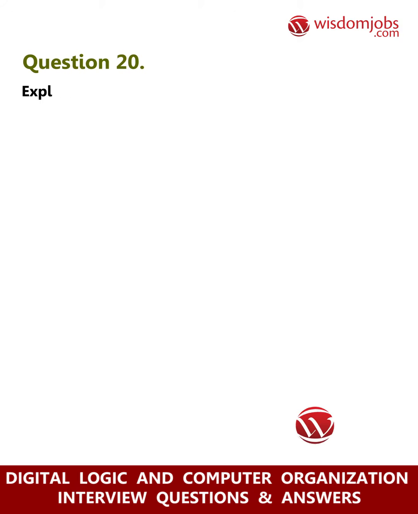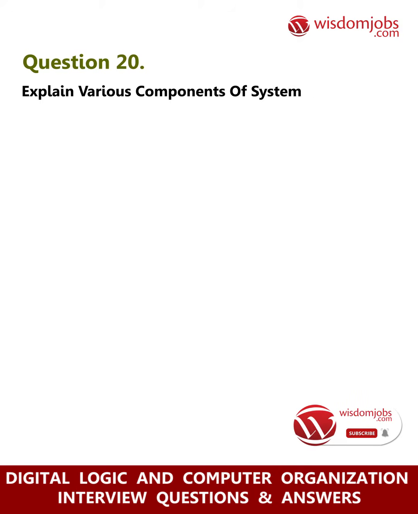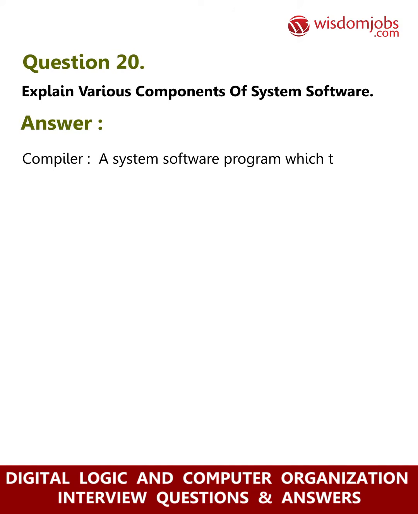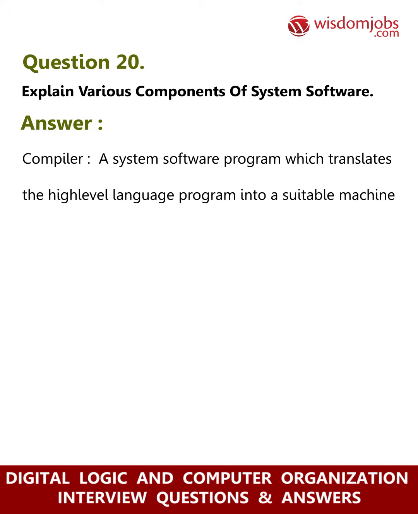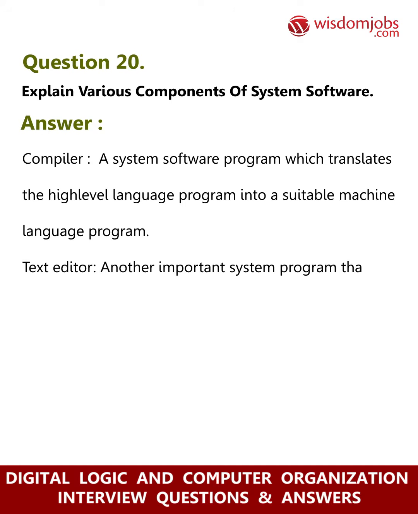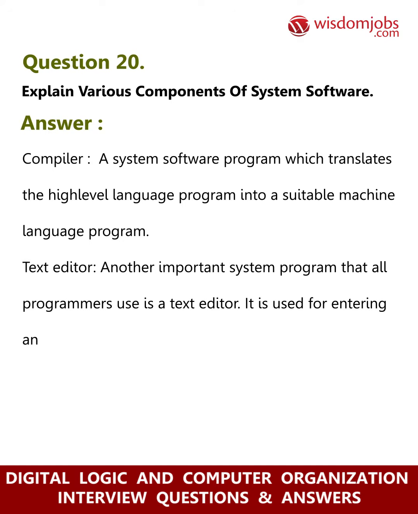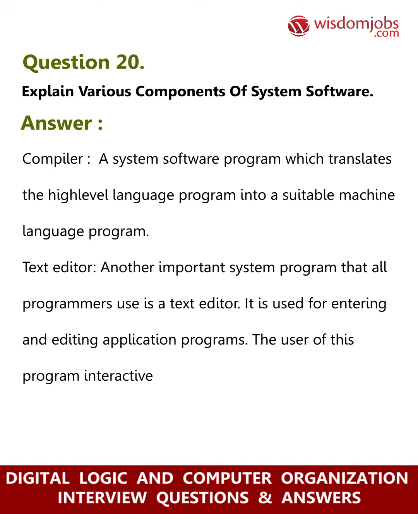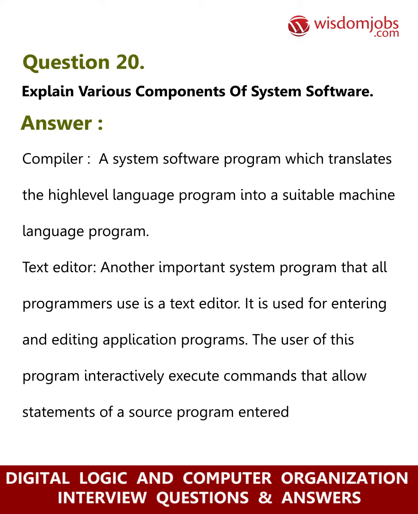Question 20. Explain various components of system software. Answer. Compiler, a system software program which translates the high-level language program into a suitable machine language program. Text editor, another important system program that all programmers use. It is used for entering and editing application programs. The user of this program interactively executes commands that allow statements of a source program entered at a keyboard to be accumulated in a file.